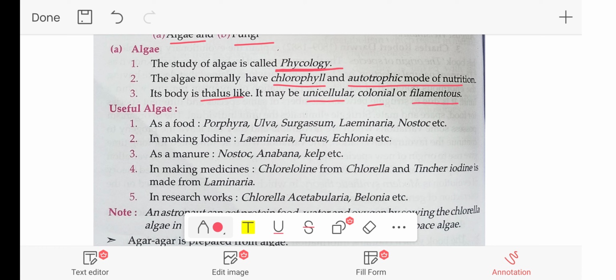Useful algae as food: Porphyra, Ulva, Sargassum, Laminaria, Nostoc, etc. are algae used as food. In making iodine: Laminaria, Fucus, Ecklonia. As manure: Nostoc, Anabaena, kelp, etc. In making medicines: chlorellin from Chlorella and tincture iodine made from Laminaria. In research works: Chlorella, Acetabularia, Valonia, etc.